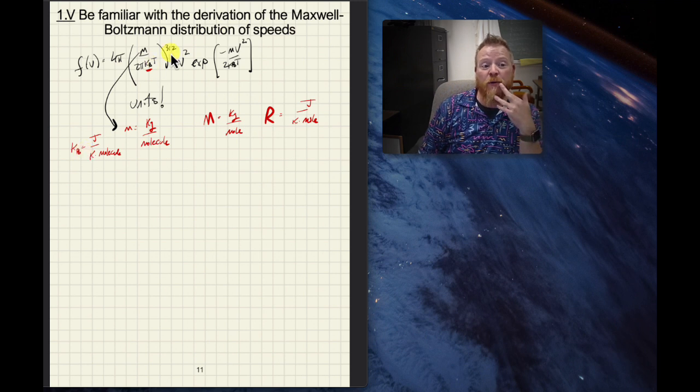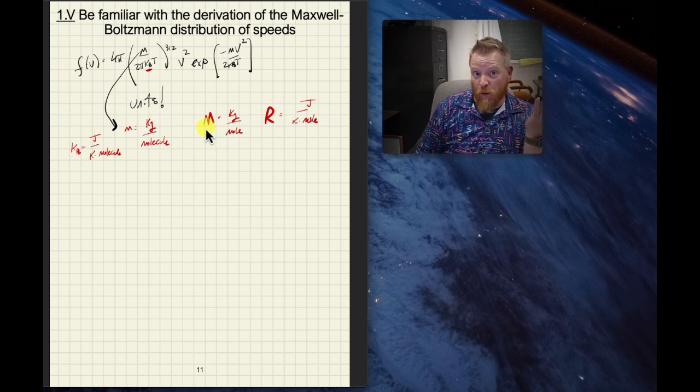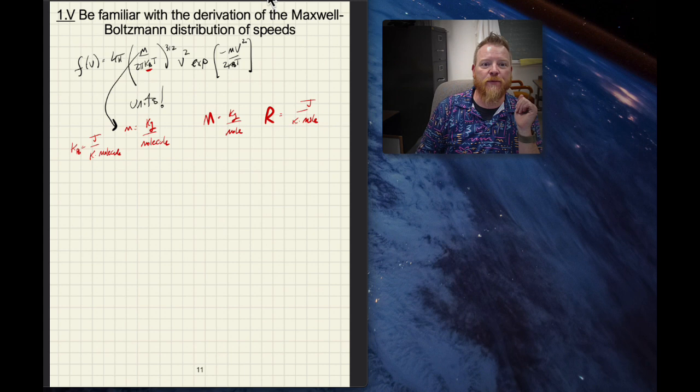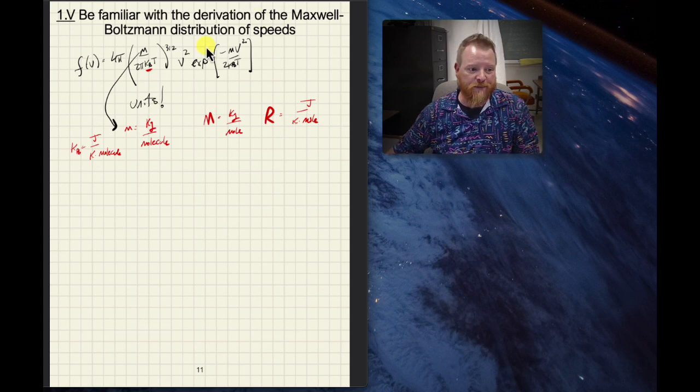But we have to remember, if we use it with kB, we're going to use that little m, which is kilogram per single molecule. If we use this expression with big capital M, the molar mass expressed in kilograms, then we've got to pair it up with R, the gas constant, 8.314 joule per Kelvin per mole. Okay, so let's make sure that we keep track of that in our units.